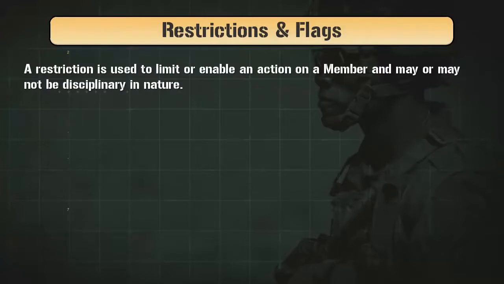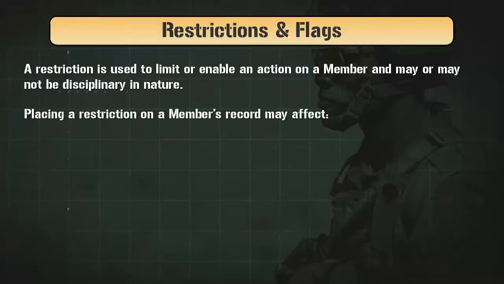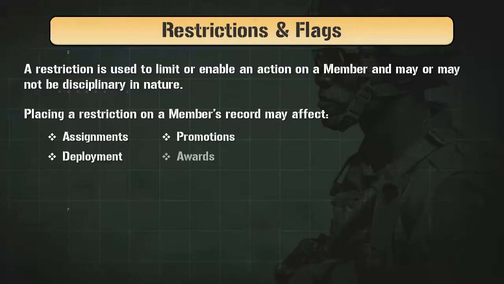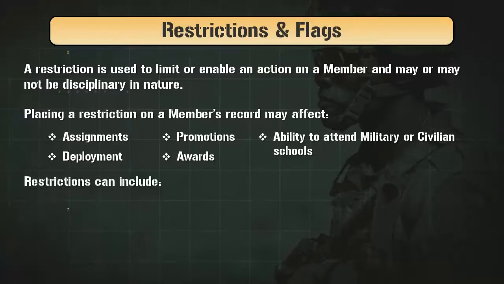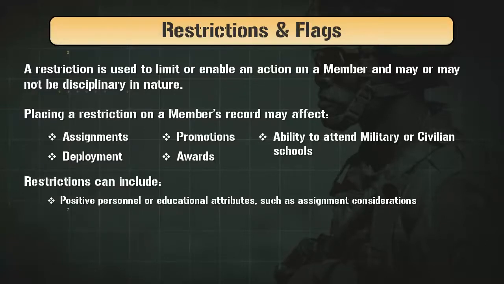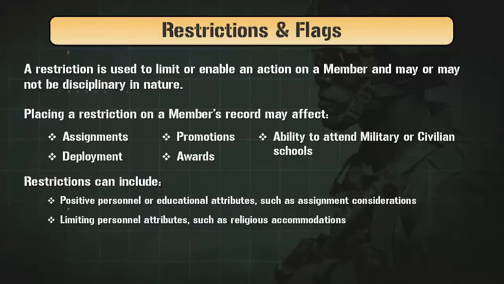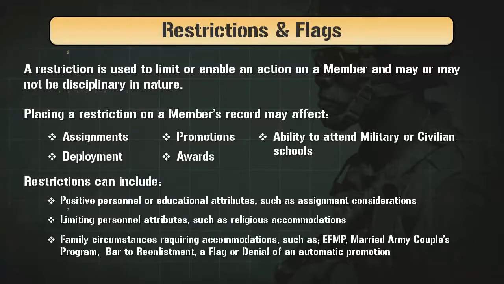A restriction is used to limit or enable an action on a member and may or may not be disciplinary in nature. Placing a restriction on a member's record may affect assignments, deployments, promotions, awards, or the ability to attend military or civilian schools. Restrictions can include positive personnel or educational attributes, such as assignment considerations, limiting personnel attributes, such as religious accommodations, or family circumstances requiring specific accommodations, such as EFMP, the Married Army Couples Program, a bar to reenlistment, or a flag or denial of an automatic promotion.